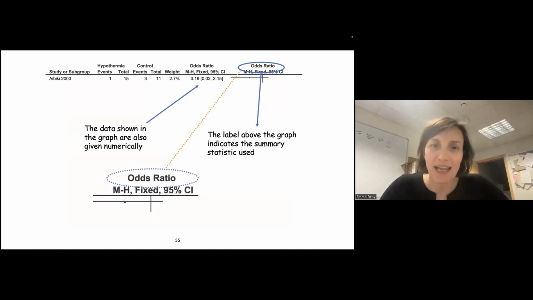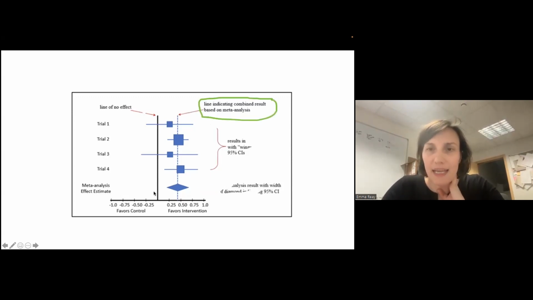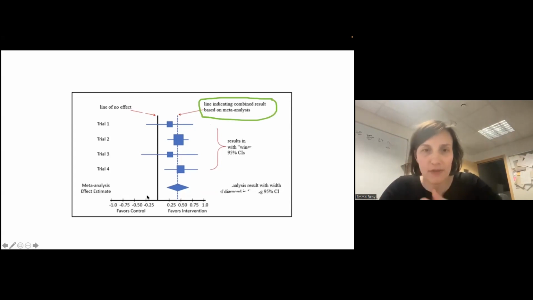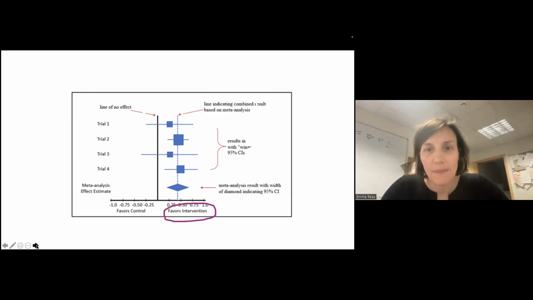I don't think you need to know it in this much detail. But essentially, what we come up with is an odds ratio. It's easier to see on a plot, really, to be honest. This is the line of no effect, so there is an effect, there isn't an effect. This is the line indicating combined results based on the meta-analysis, and the meta-analysis result with the width of the diamond indicating the 95% confidence interval. So in other words, looking at whether it favors control or favors intervention, it favors intervention.